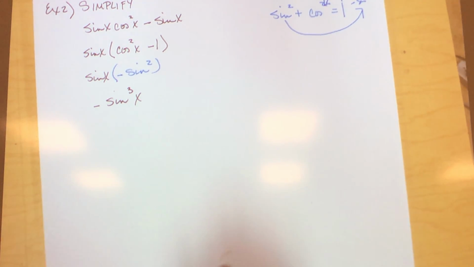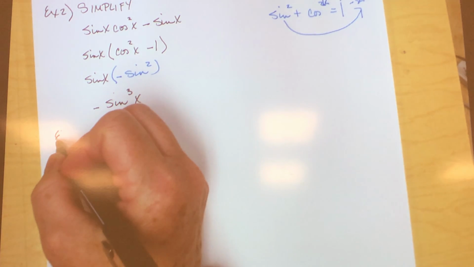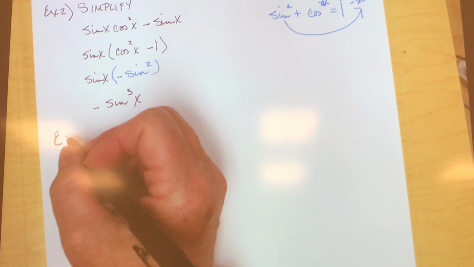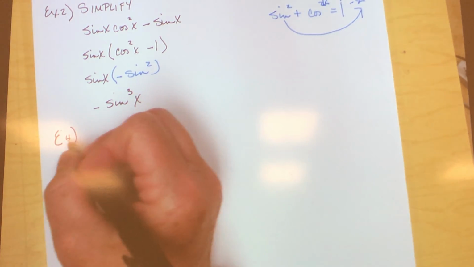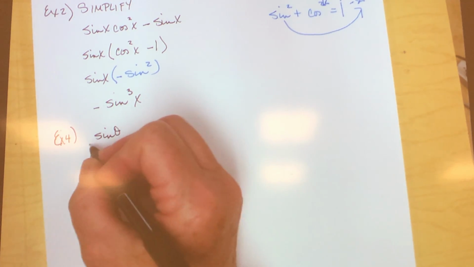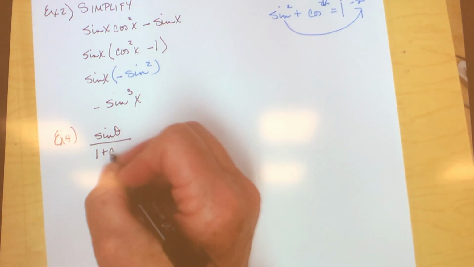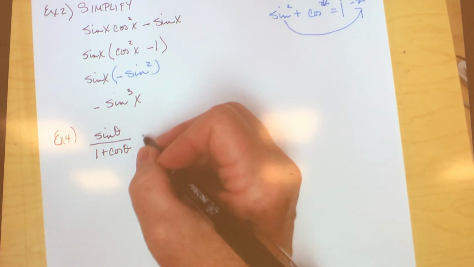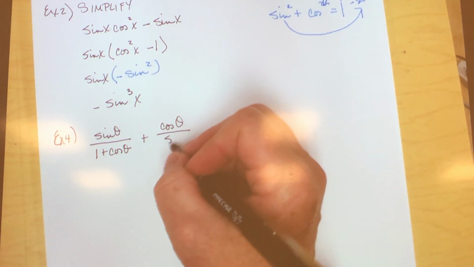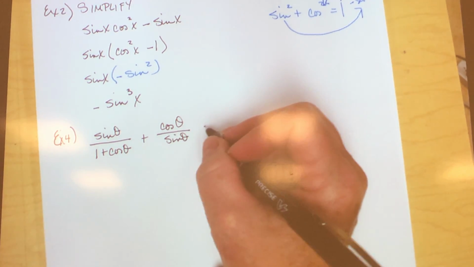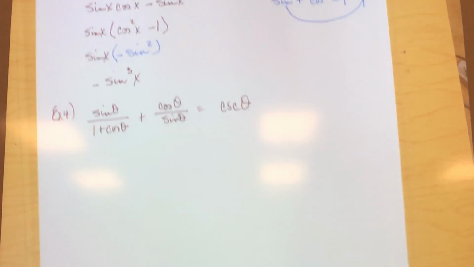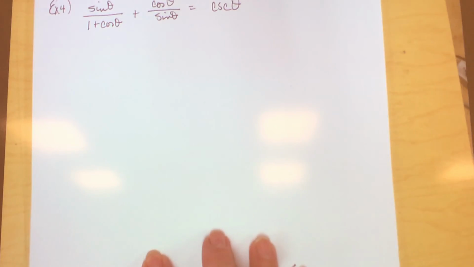Okay, so are you ready? Here we go, example 4. So here we got sine theta over 1 plus cosine theta plus cosine theta over sine theta equals cosecant theta. These are the kind of problems that we're going to be doing, okay?